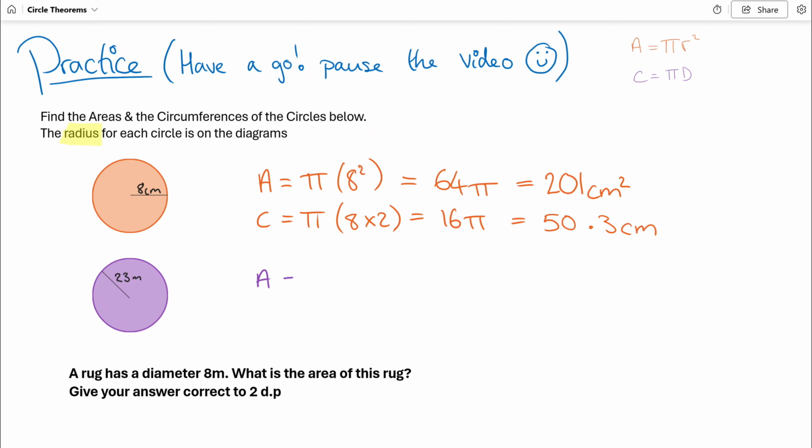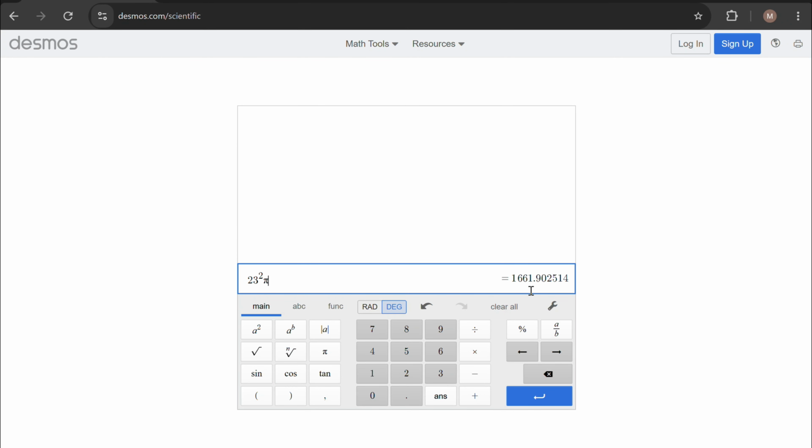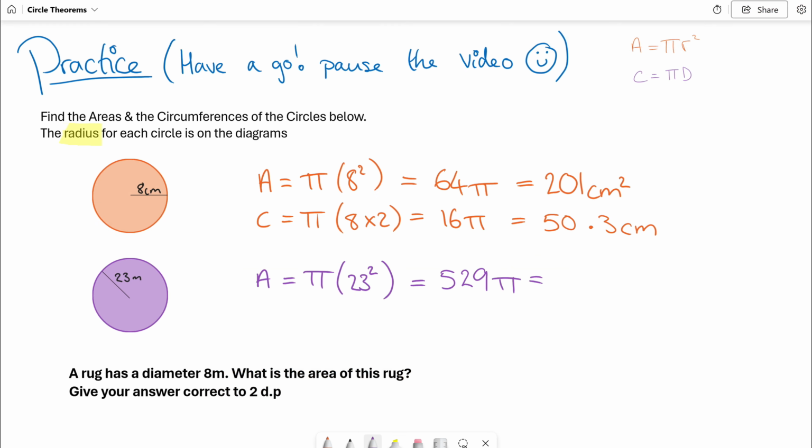We've got A equals pi r squared. Our r is 23 this time. And we're going to square that, and that is equal to 529. And then pi. And now we are just going to calculate that. 529 pi. Same answer. It doesn't matter. So that's even a hack. If you've got a calculator, you just plug it in like that. So anyways, the answer is 1662 centimeters squared.